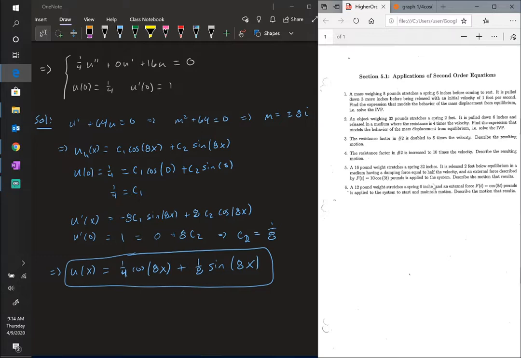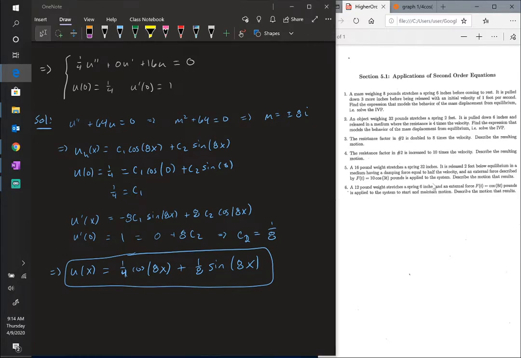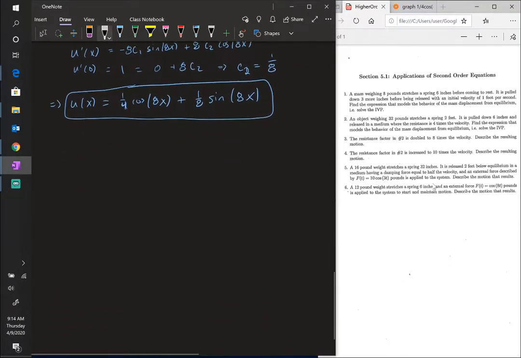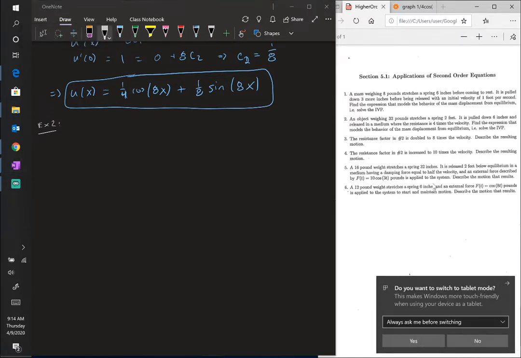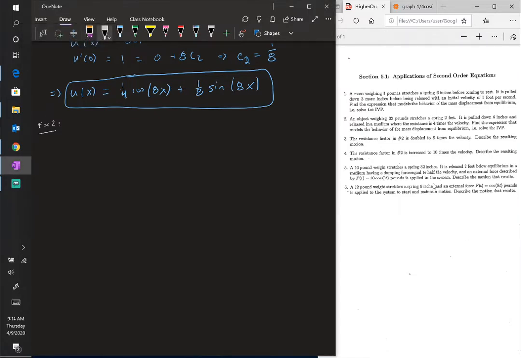So let's look at the second example, example number 2. It says an object weighing 32 pounds stretches a spring 2 feet. It is pulled down 6 inches and released in a medium where the resistance is 4 times the velocity. Find the expression that models the behavior of the mass displacement from equilibrium.